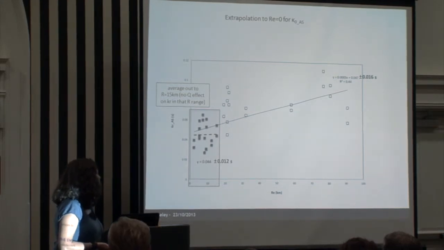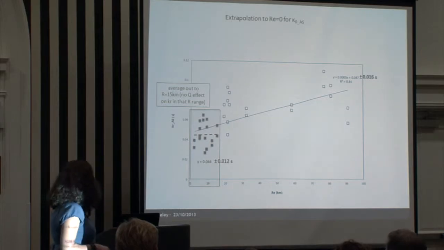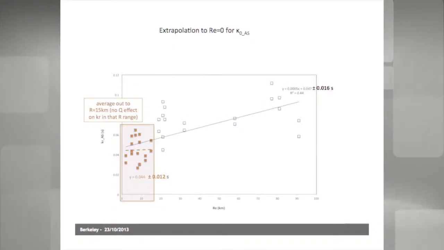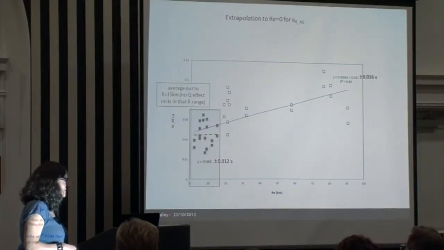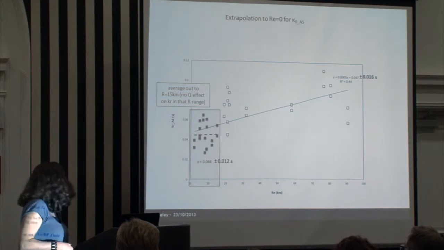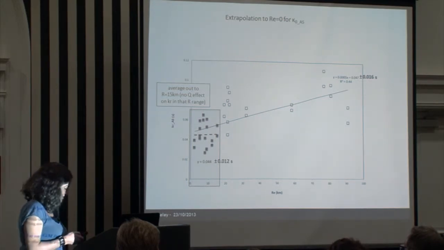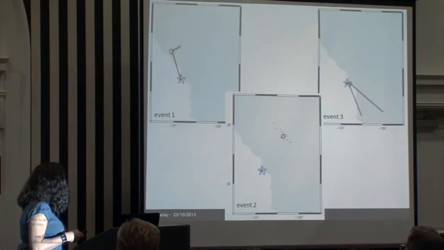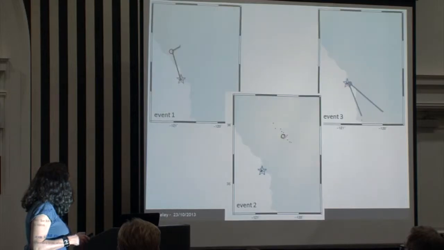If you don't trust this simplification, I have another one for you. If you just go out to 15 kilometers, there is no Q effect, so no distance trend to all the data, so you can just average all together and get your kappa naught that way, and that'll give you the exact same thing. So either way, you have around 45 milliseconds of average kappa.